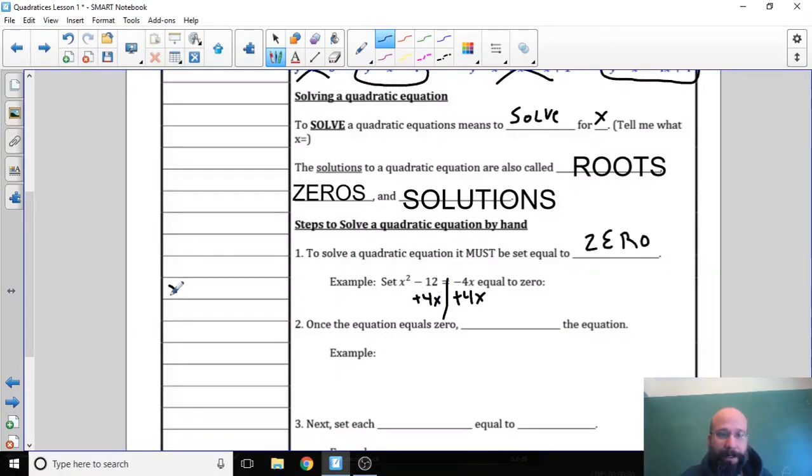Over here you have x squared minus 12 plus 4x equals 0, because when we move this it cancels and becomes 0. And you have x squared minus 12 plus 4x. So you always have to set them equal to 0 first. And once this equation is set equal to 0, you have to factor it. I'm going to open up a new screen and just review how to factor this equation by hand.